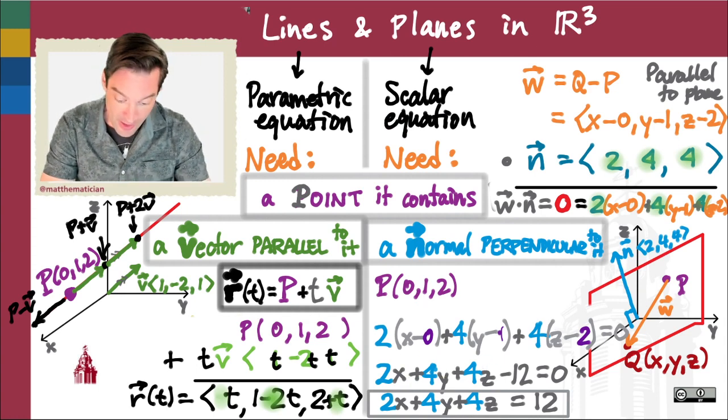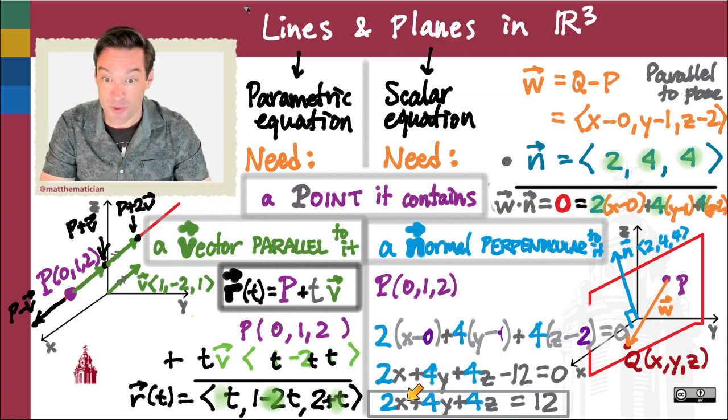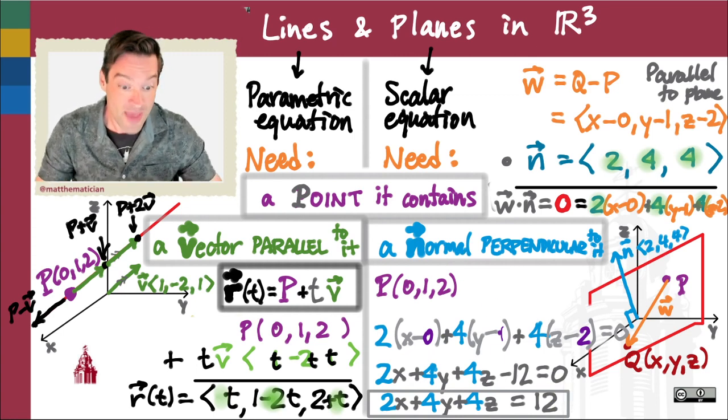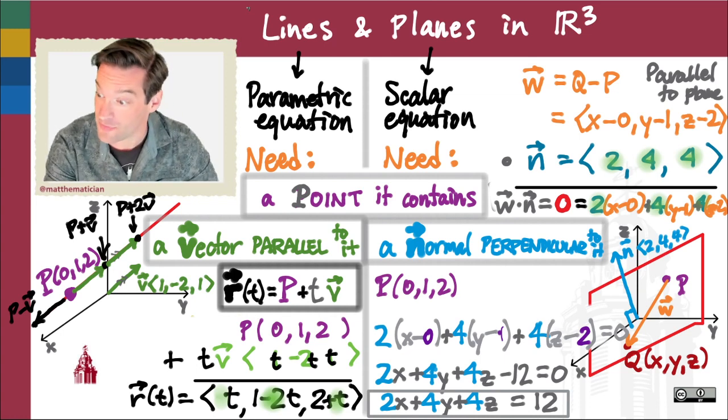And then to figure out the right-hand side, this is another way we could do it, we could write the left-hand side as 2x plus 4y plus 4z, and then plug in the coordinates of the point that we know is on the plane to figure out what the right-hand side needs to be. After all, 2 times 0 plus 4 times 1 plus 4 times 2 is where this 12 would have come from. Whew. So that was the overview of equations for lines and planes.